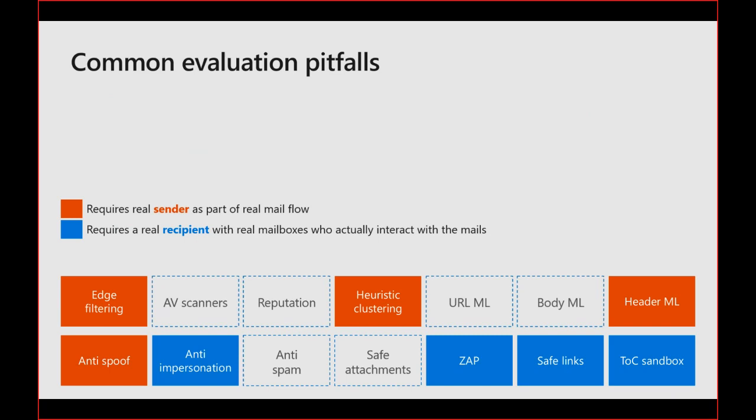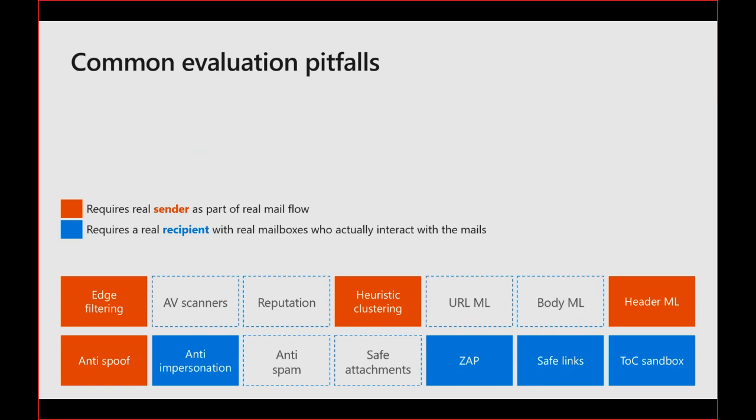Really, the only way to evaluate one of these services is to actually use it on real mail flow and just see how it protects you. The reason is there are a bunch of pieces of the stack that require a real sender to be part of mail flow. If you're taking mail that you're already running through an existing provider and bifurcating it to us, now all of a sudden that mail looks like it's coming not from who it's really coming from, but from somebody else.